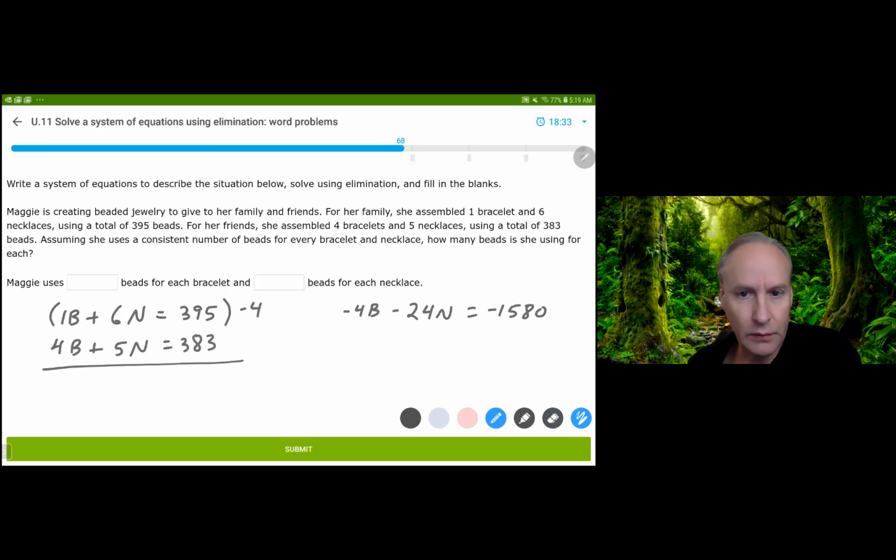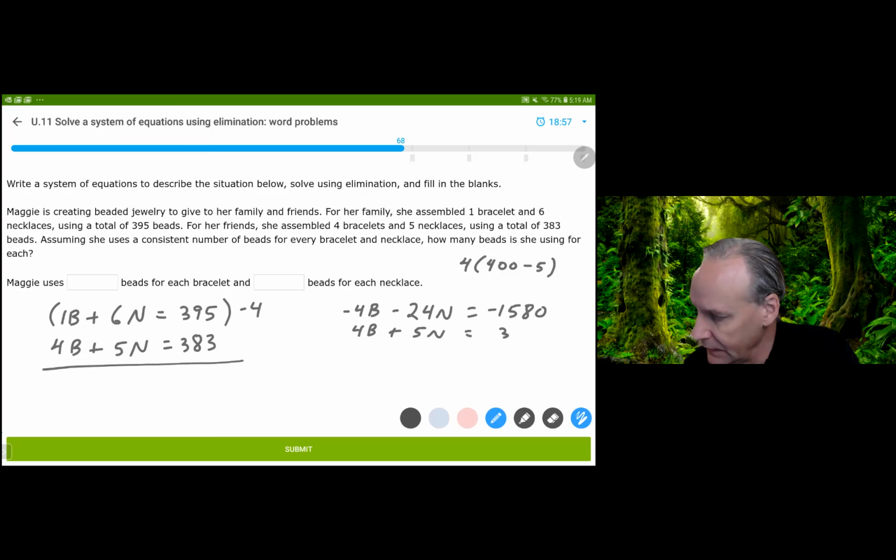I used a weird rule for multiplying. What I did was I multiplied 4 times 400 minus 5, in case you're wondering how I did that. And then I put the negative on. I tack on the negative at the end. But basically, I have 1600 minus 20, which is 1580. Then I have my 4b plus 5n is equal to 383.